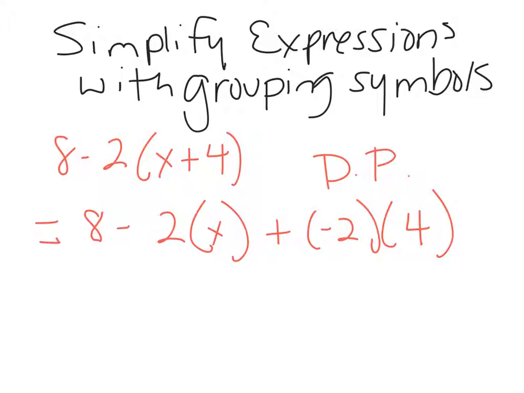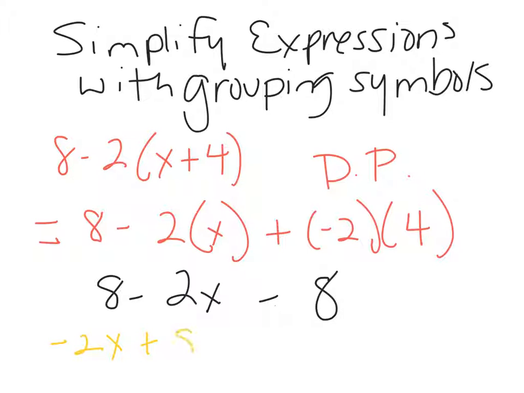So now we can multiply this out. And so when I do that, I get 8 minus 2x minus 8. I then group like terms, so I would have negative 2x plus 8 minus 8, and then that simply leaves me with negative 2x when I combine my terms.